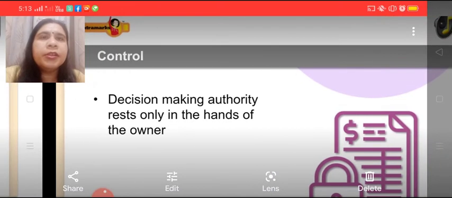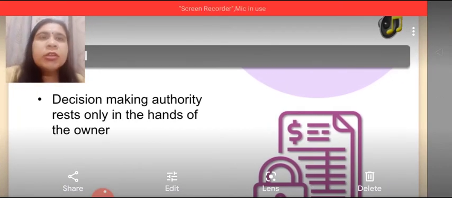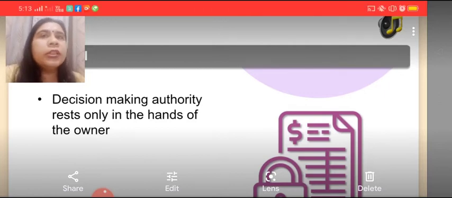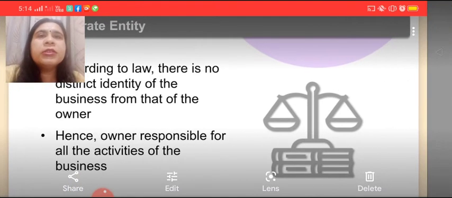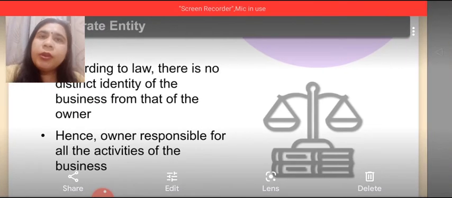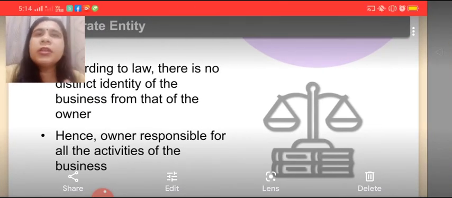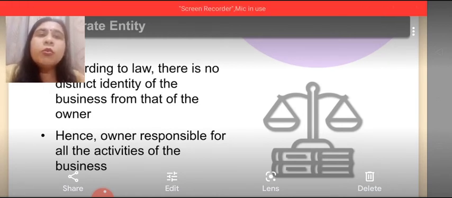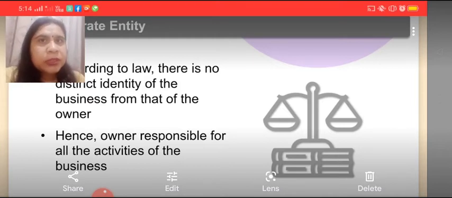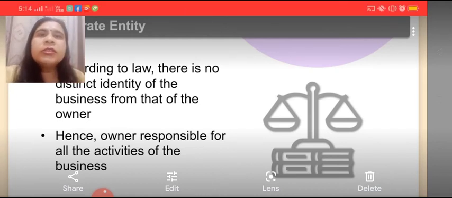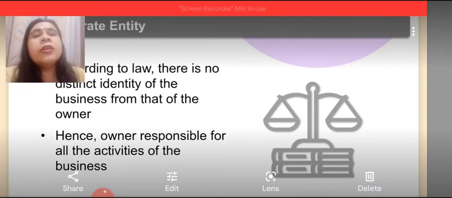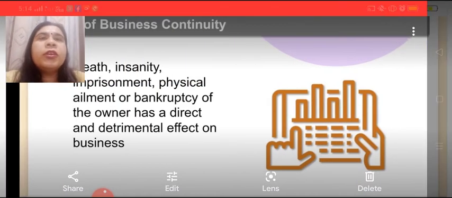This is unlimited liability. Control is in the hand of a single person, so decision making authority rests only in the hands of the owner because he is the single person. Moreover, a sole proprietorship concern has no separate legal entity. Now, it means that the owner and his business are not separated from each other. According to law, there is no separate or distinct identity of the business from the owner. So the business and the owner himself are one entity and they are not separate from each other. Hence, the owner is responsible for all the activities of the business.